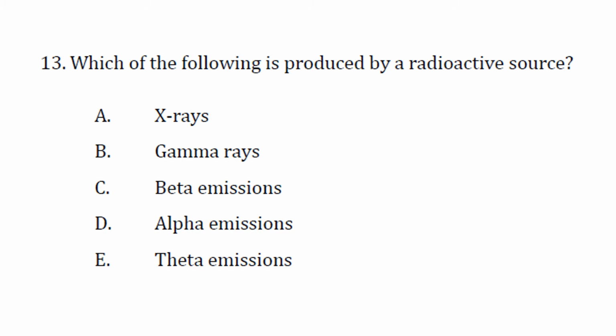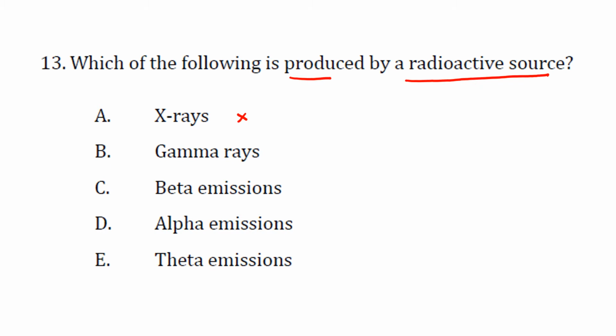Which of the following is produced by a radioactive source? Now, an X-ray is not produced by a radioactive source. It is actually produced when electrons jump from a higher energy level to a lower energy level. So it is the movement of the electrons that releases X-rays. It is not a product of a radioactive source.